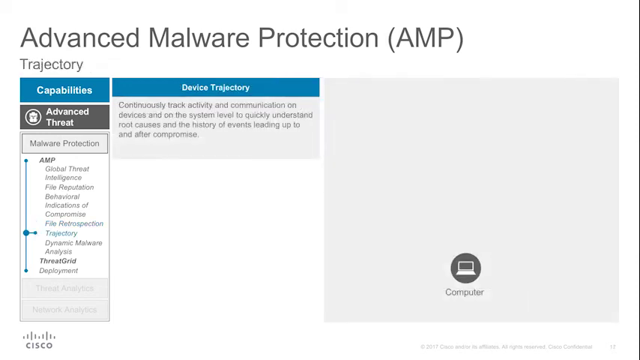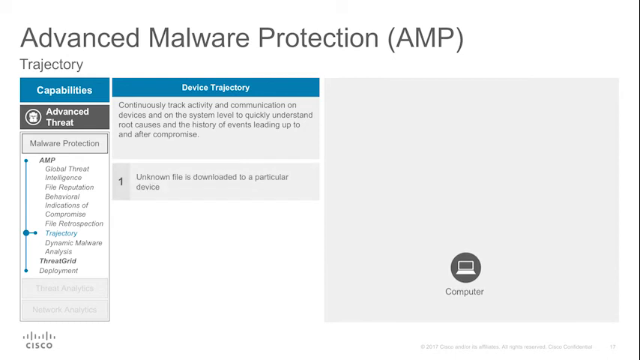Device trajectory provides robust time window analysis into system processes to understand root cause history and lineage, with the ability to quickly pinpoint the exact cause of compromise. With trajectory, customers will not lose sight of malware, making it the only technology of its kind. Trajectory lets customers determine the scope of an outbreak to be able to track malware or suspicious files across the network and at the system level.